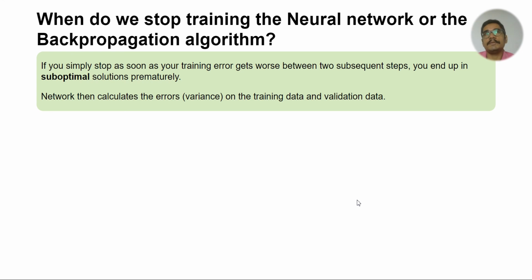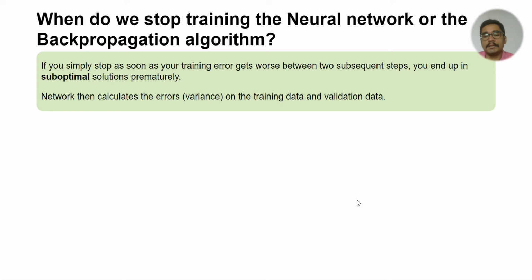One common answer is that you simply stop as soon as your training error gets worse between two subsequent steps. What happens is that you end up in suboptimal solutions prematurely. Because if you look at the training error and see that it has somehow reduced, actually you're not training the entire network. The model might not have learned everything properly, or not all the nodes in that neural network have stabilized. So due to that, you will end up in different solutions.